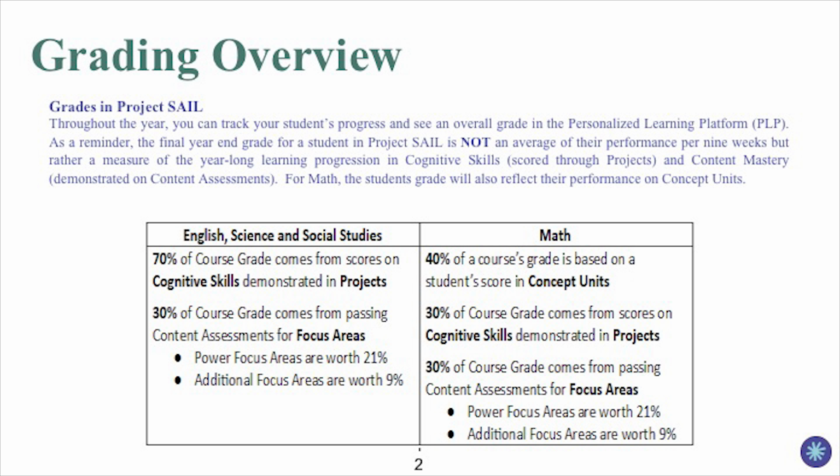PLT, the content, is 30% of the grade, whereas the projects and concept units are 70% of the grade. If you have math as concept units, which is 40%, projects 30, and PLT 30. I understand it's a lot of different percentages, and I apologize. But I promise you that as your child continues to move through the focus areas and grow with their projects, their grade grows with them.